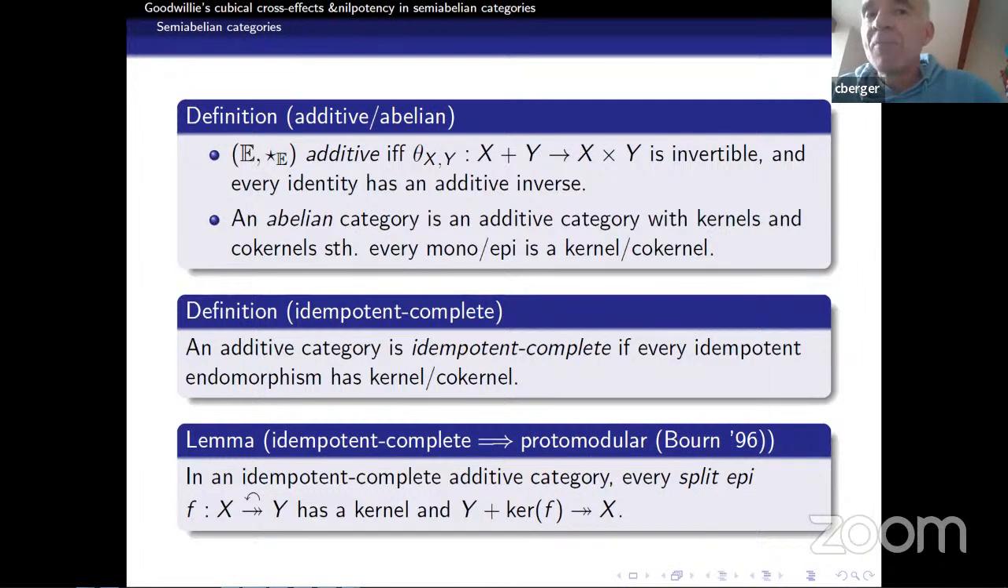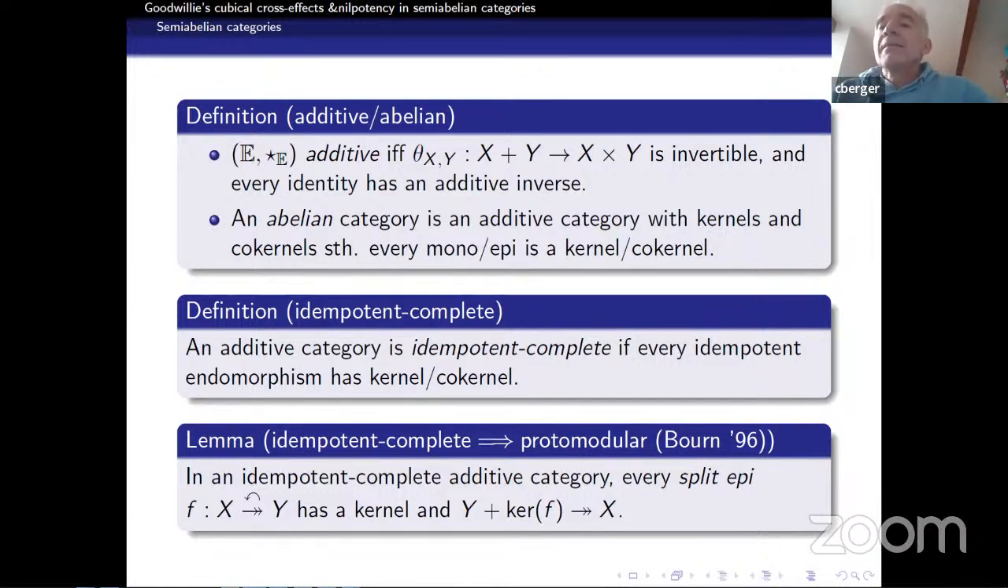Because if you have a split epimorphism, then it induces on the domain an idempotent endomorphism, and the kernel of this idempotent endomorphism will be the kernel of the split epi. And moreover, the kernel of F and the codomain add up and give you the domain. So X is the sum of the codomain and the kernel of F.